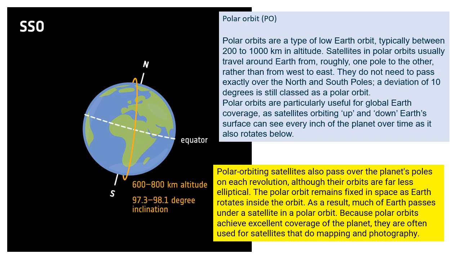So they do also pass the poles. Their orbits are far less elliptical. The polar orbit remains fixed in space as the Earth rotates inside the orbit. As a result, much of Earth passes under a satellite in a polar orbit. Because polar orbits achieve excellent coverage of the planet, they're used for mapping and photography.